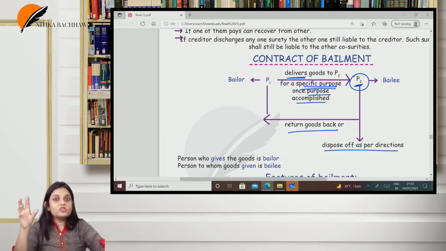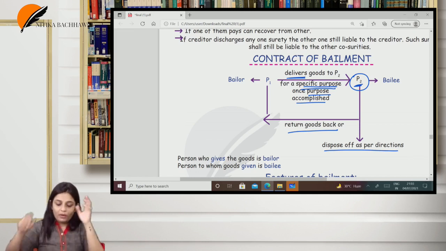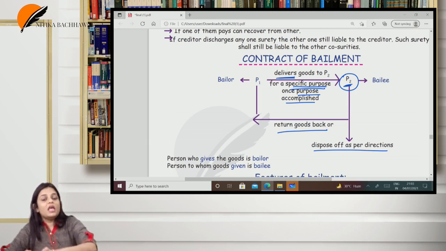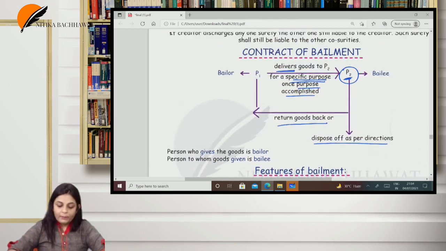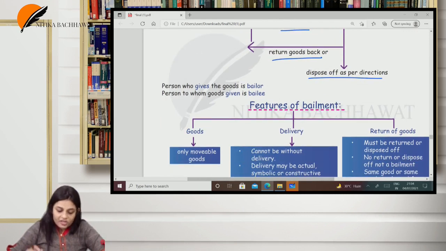So one thing very much clear is, first, that possession of the goods is transferred, not the ownership. Second, the goods cannot be kept by the second party. If it is kept by the second party, it is not bailment. The goods must be returned back or the goods have to be disposed of. Right. So I repeat again, what is contract of bailment? One party transfers the possession of the goods to another party for a specific purpose, and once the purpose is attained, the goods have to be returned back or disposed of in the manner specified. The person who gives the goods is the bailer, and the person to whom the goods are given is the bailee.